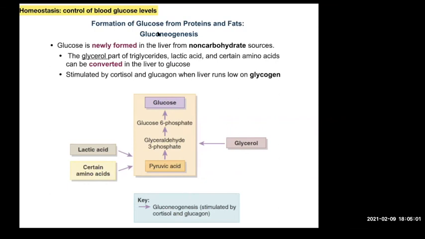So this is gluconeogenesis, right? We talked about glycogenesis back then. That was the formation of glycogen. This is actually making new glucose molecules so that they can float around the blood, because these other ones don't work directly as fuel. They've got to be converted into glucose.